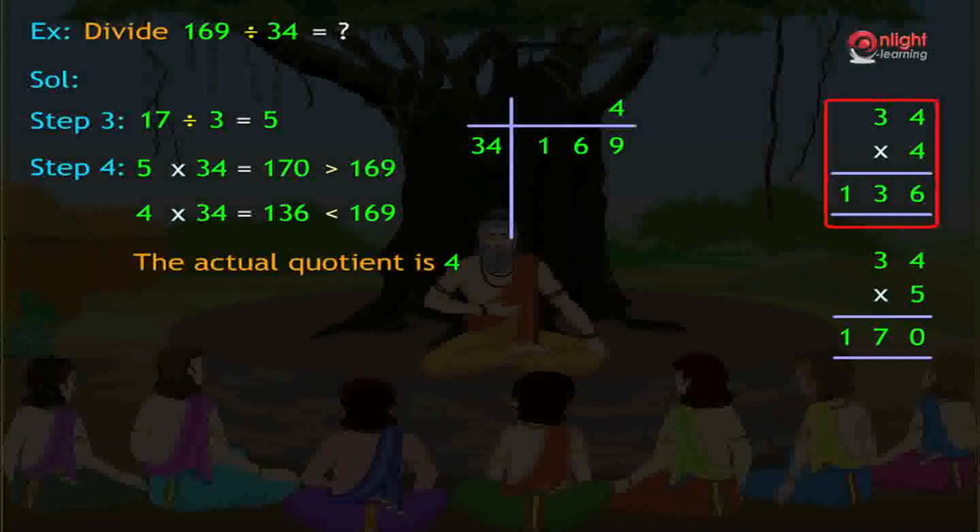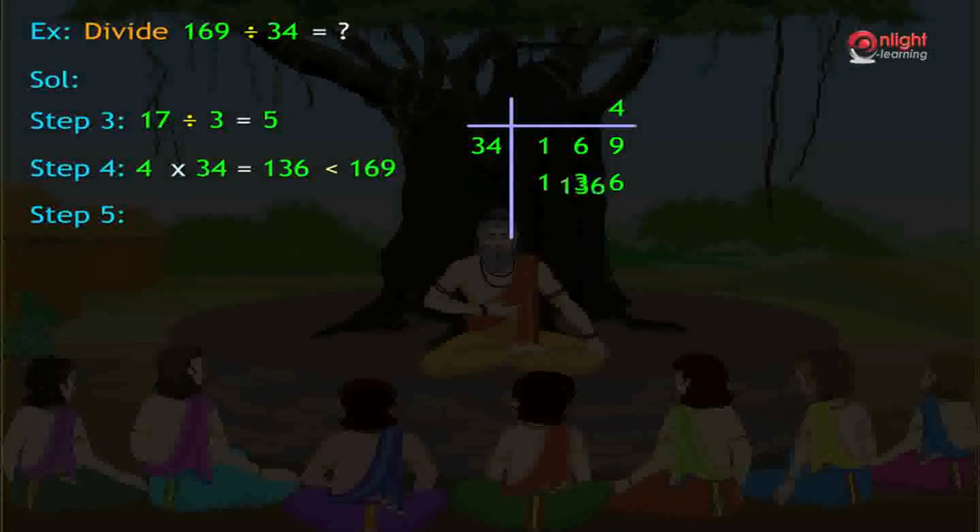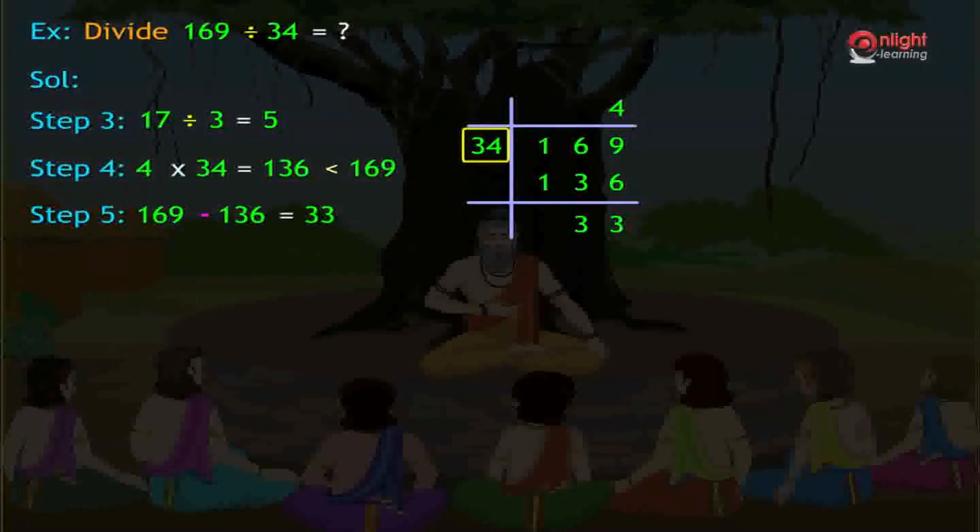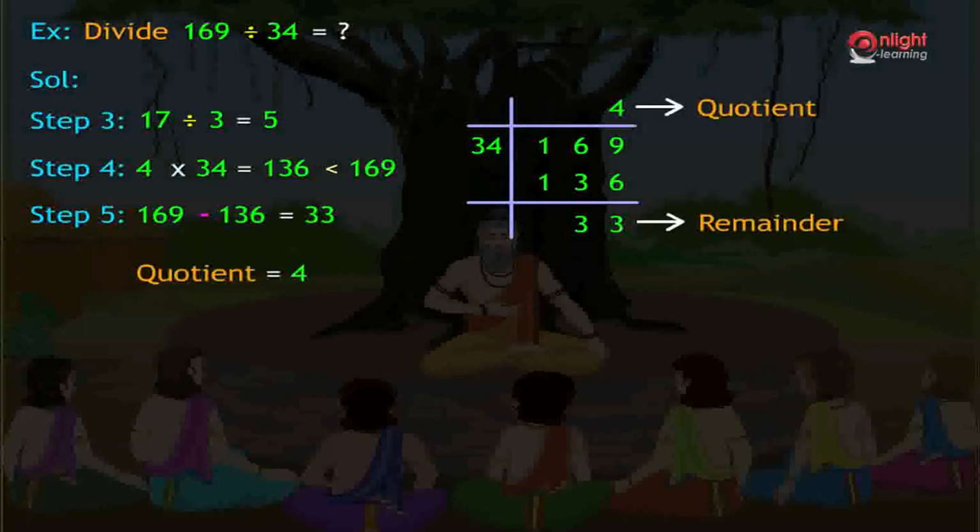So now we write 4 as the quotient and 136 below 169. Subtracting 136 from 169, we get 33. Hence, when 169 is divided by 34, we get 4 as the quotient and 33 as the remainder.